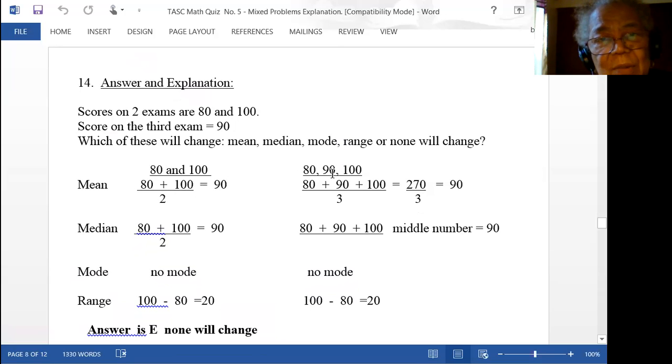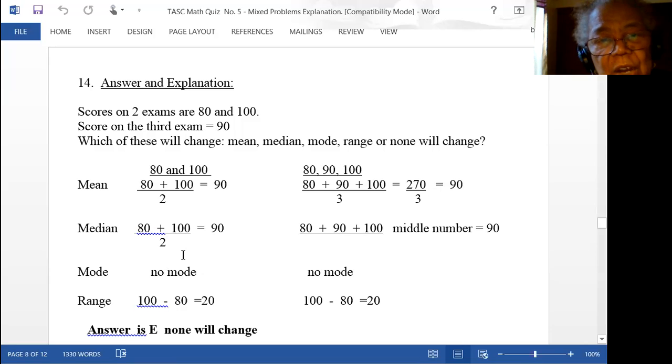that mean is 90. Let's look at when we add the 100. We add the 100 here, we get 270, but now we have 3 items, and that's 90. So that mean stays the same. Okay, let's look at the median. Since this is an even set of numbers, 2, we add the 2 together and divide by 2, in other words, get an average of those 2 numbers, and that will give us 90. Over here, when we add the 90, the 90 is now the middle number, and that's the median, okay?